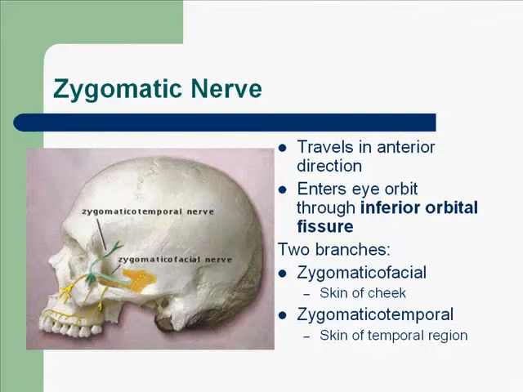The zygomatic nerve travels in an anterior direction. It enters the eye orbit through the inferior orbital fissure. It has 2 branches, a small branch, the zygomaticofacial, which innervates the skin of the cheek, and then the zygomaticotemporal, which innervates the skin of the temporal region. Kind of makes sense if you look at the words where it would innervate.